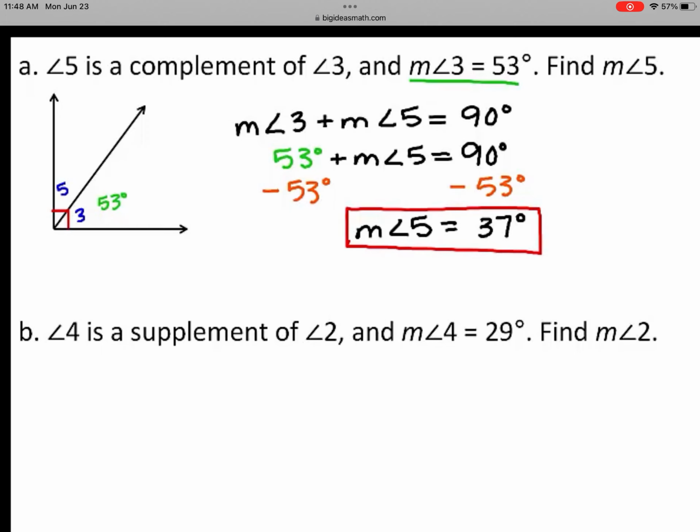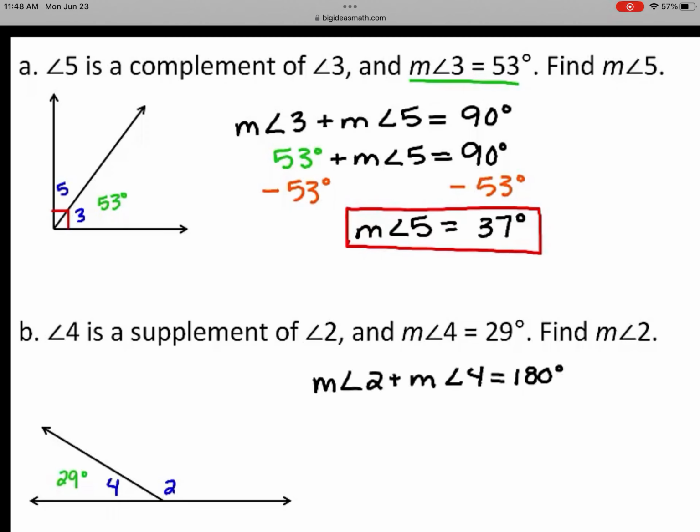In part B, to find the measure of angle 2, first draw a diagram with supplementary adjacent angles to illustrate this relationship. Now, two angles are supplementary angles if their measures have a sum of 180 degrees. So the measure of angle 2 plus the measure of angle 4 must equal 180 degrees. You are told that the measure of angle 4 is 29 degrees. So you can substitute this value in for the measure of angle 4.